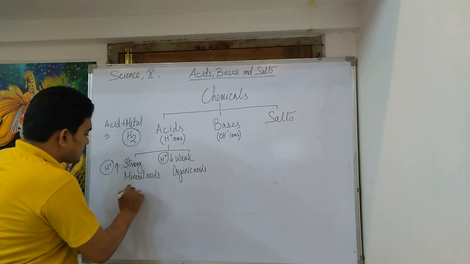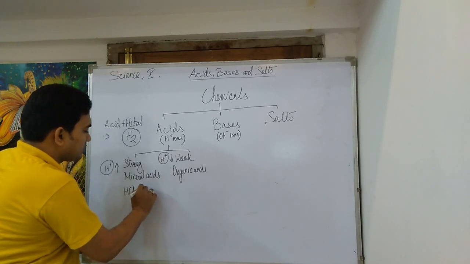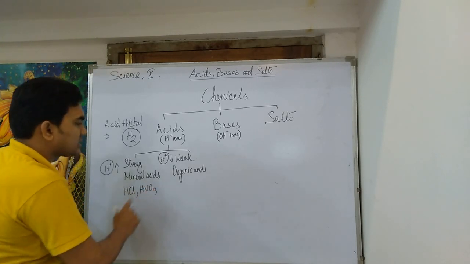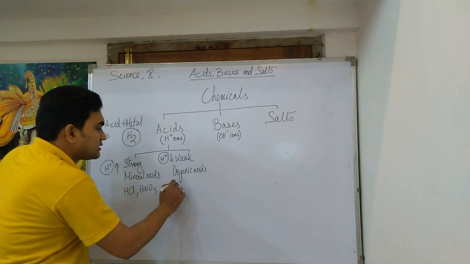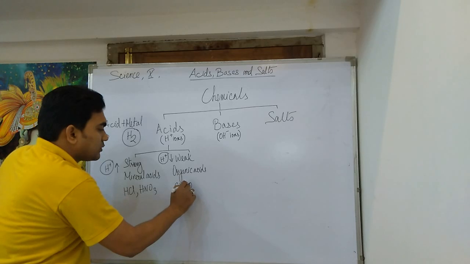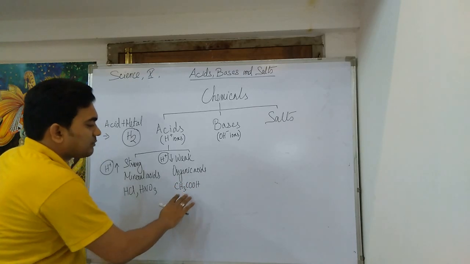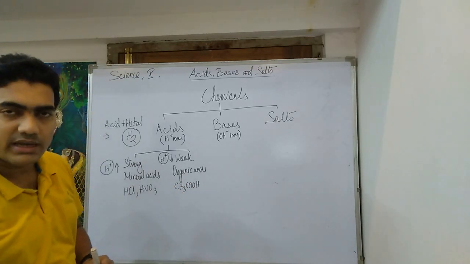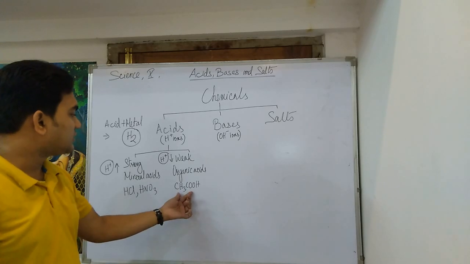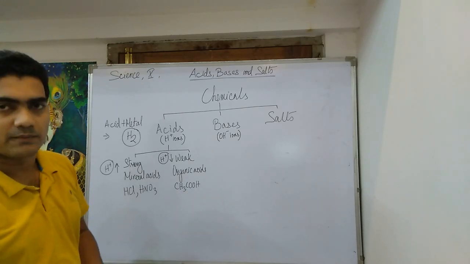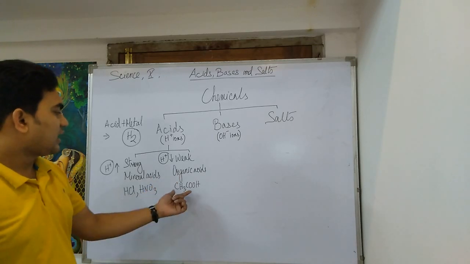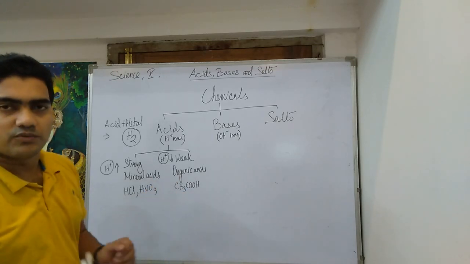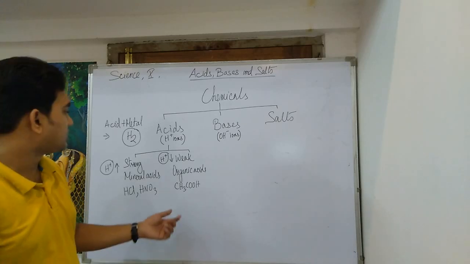Examples are HCl and HNO3, hydrochloric acid and nitric acid. Whereas organic acids are like CH3COOH. The chemical name of this compound is acetic acid, and a solution of this we commonly call vinegar. In short, organic acids we can consume in very dilute form, when mixed with water.